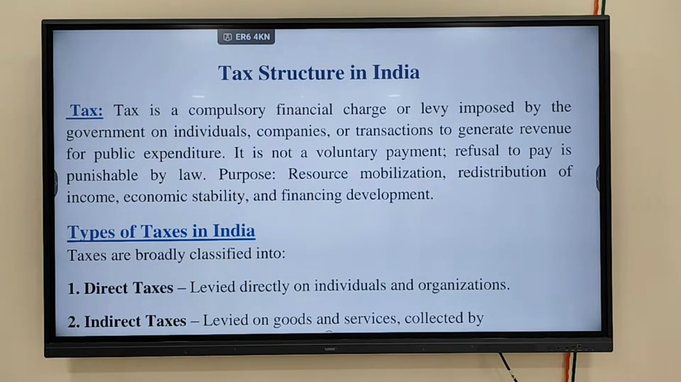Have you studied only the income tax? Okay, then corporate tax, then minimum alternate tax, that is MAT, then dividend distribution tax, then capital gains tax. Okay, we have discussed till that much.